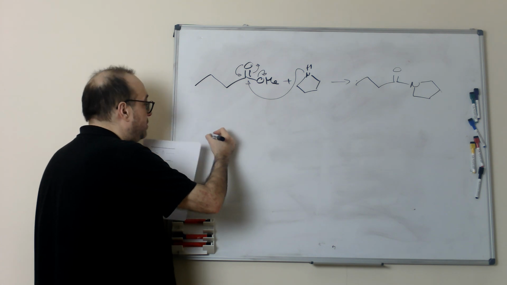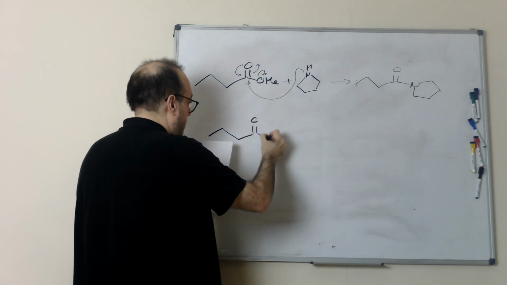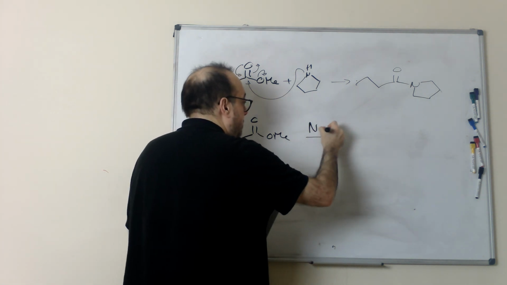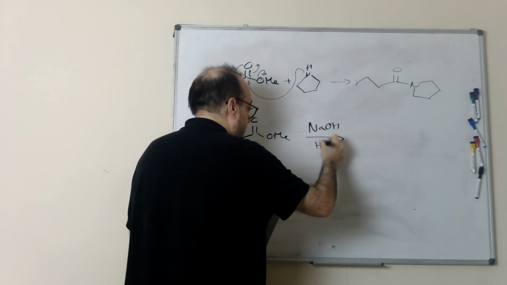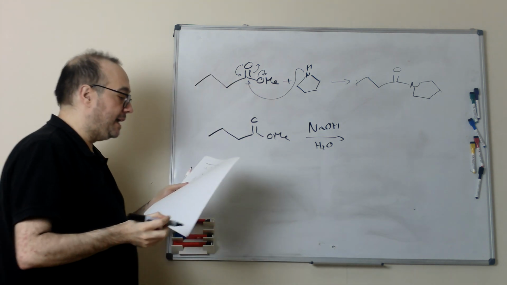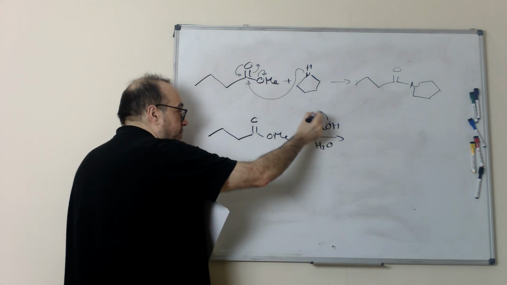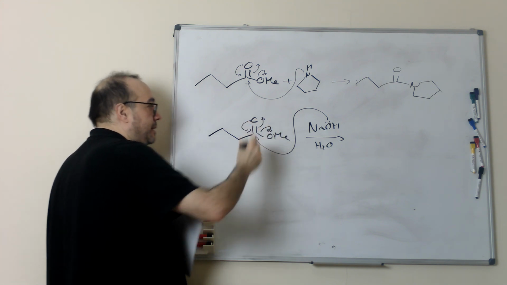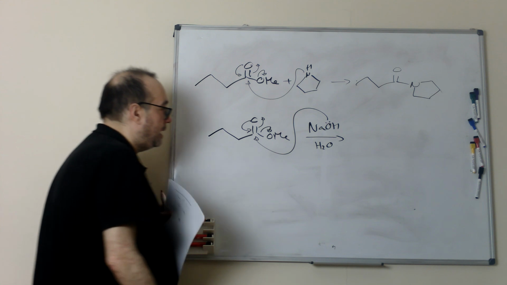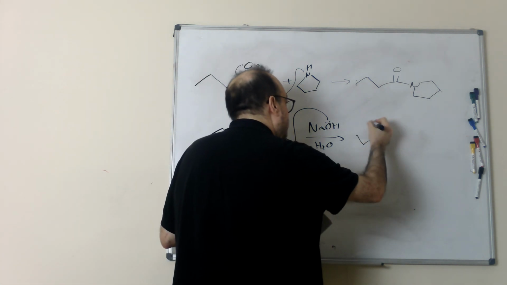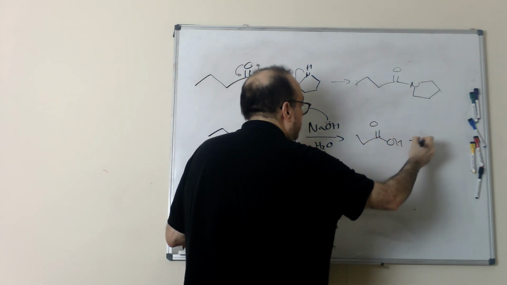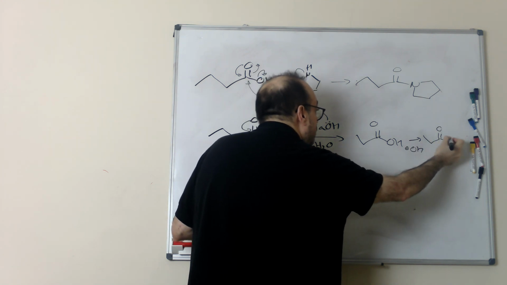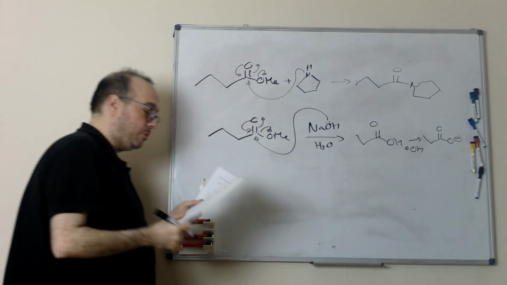Here we have the same compound, but now we are treating with sodium hydroxide in water. Okay, again it's basic media. That means that the OH will attack here, addition, tetrahedral intermediate, elimination, and what we will get is the carboxylic acid, that because we are in basic media, we generate the carboxylate.